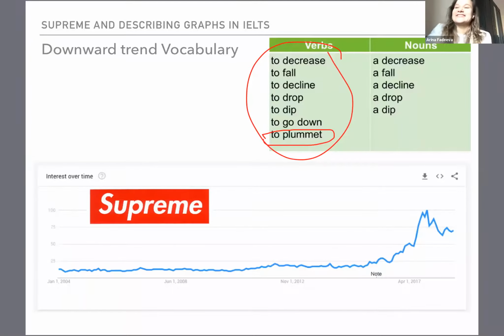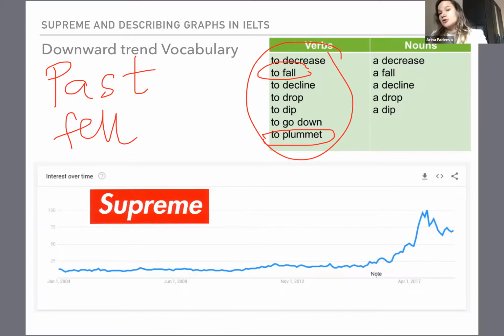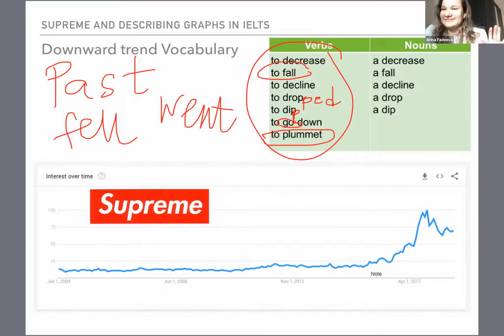All right. So again, we have some irregular verbs here. Who could tell me the past tense of the verb fall? Remember, yeah, it fell. Decline is regular. Drop, dropped, double P, dropped. To dip, dipped, double P again. To go down, you know the verb go, so it's went down. It's easy. Right. So who can share a sentence?